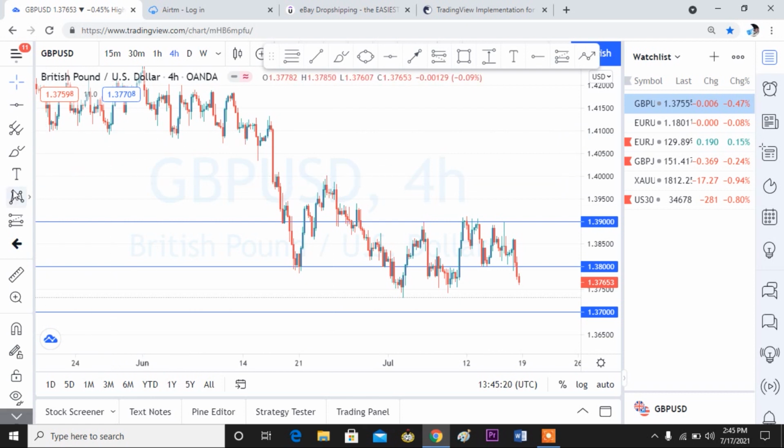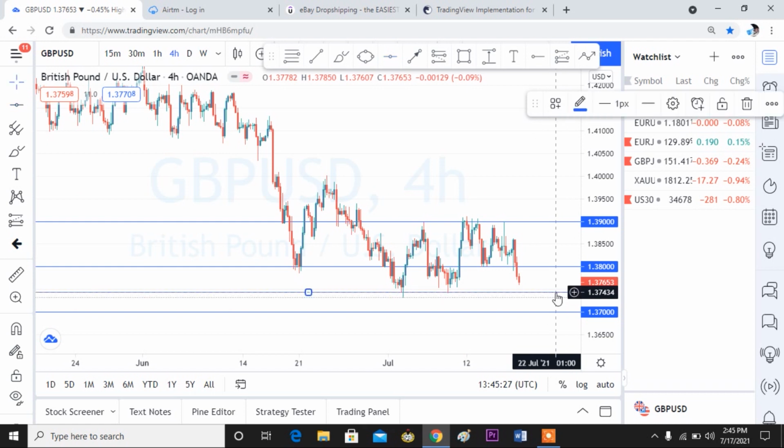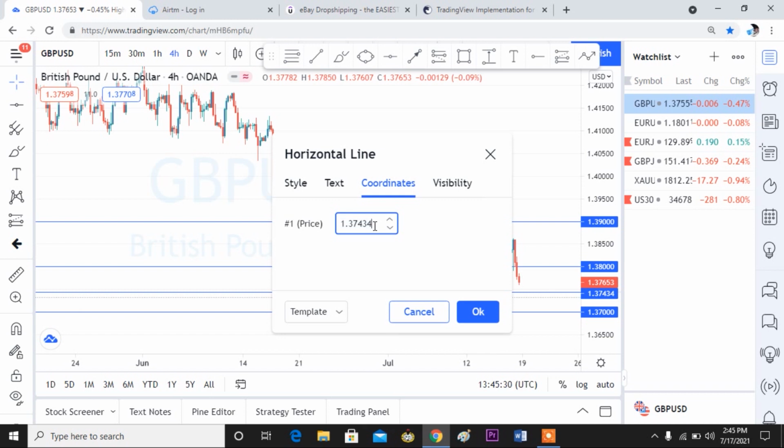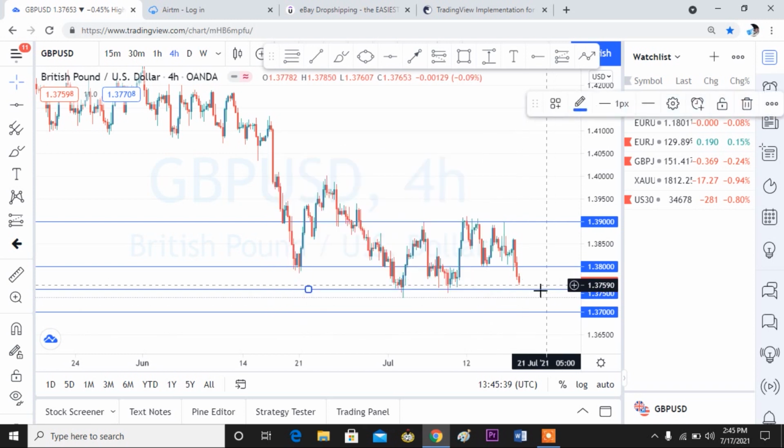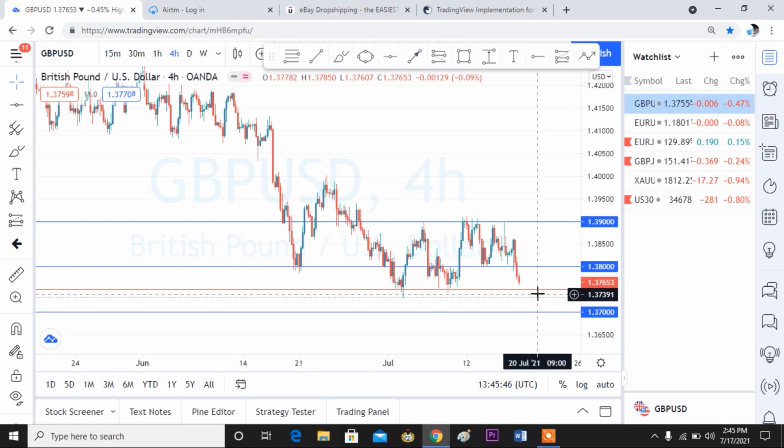And okay, let's pull out the sub psychological level here, and in this case we have 1.37500. That is going to be the next psychological level. So this here is the sub. Let's change the color this time to red. So these here are the main psychological levels, and this is the sub psychological level.